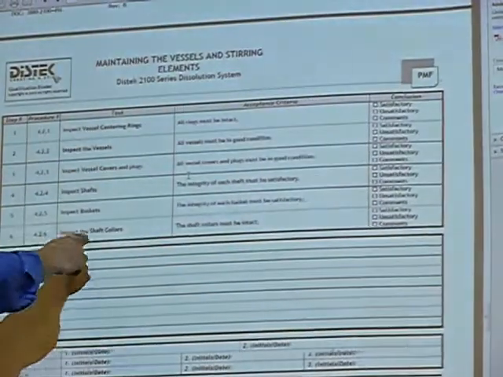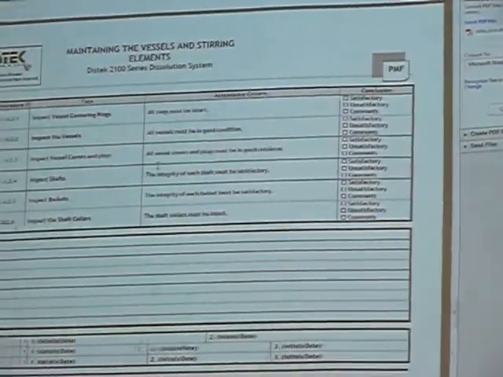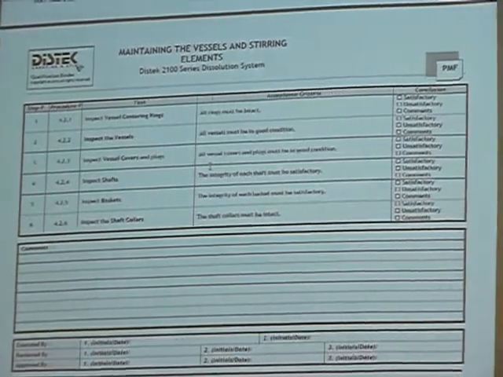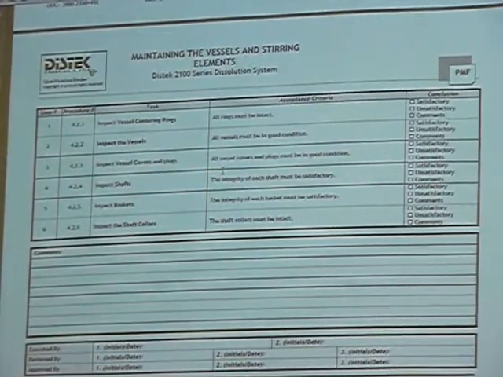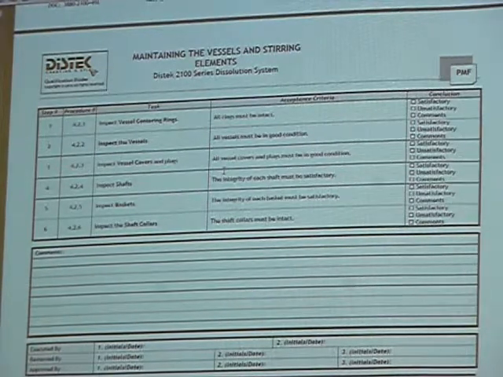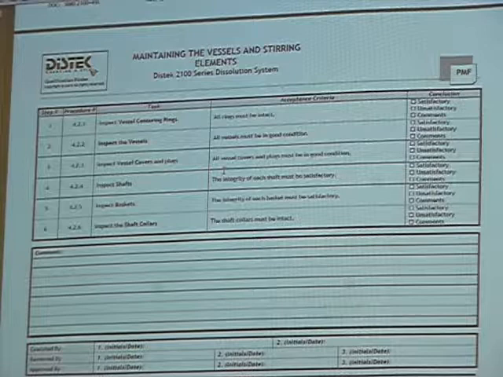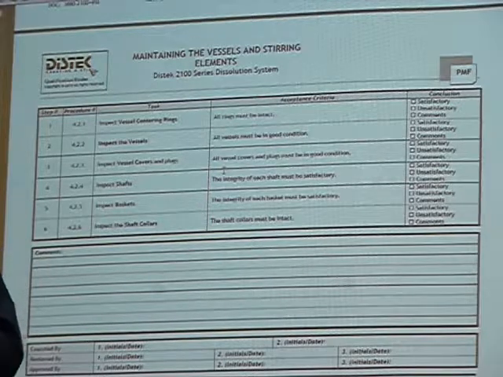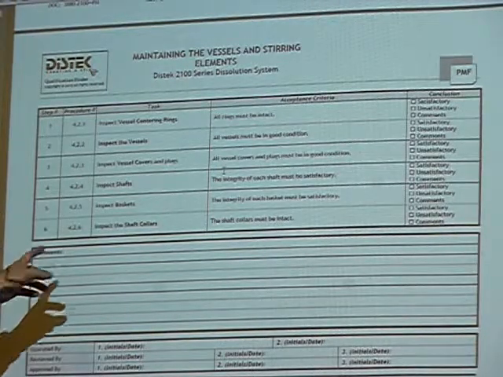Inspect the shaft collars. The 2100 had two different types of shaft collars. One was the round circular metal one that had the Allen key in it. You know what I'm talking about? Mm-hmm. That type. And there's also another one that has a round circular device with a screw that goes into it with a black head on it. You need to inspect those and make sure they're in good working order.